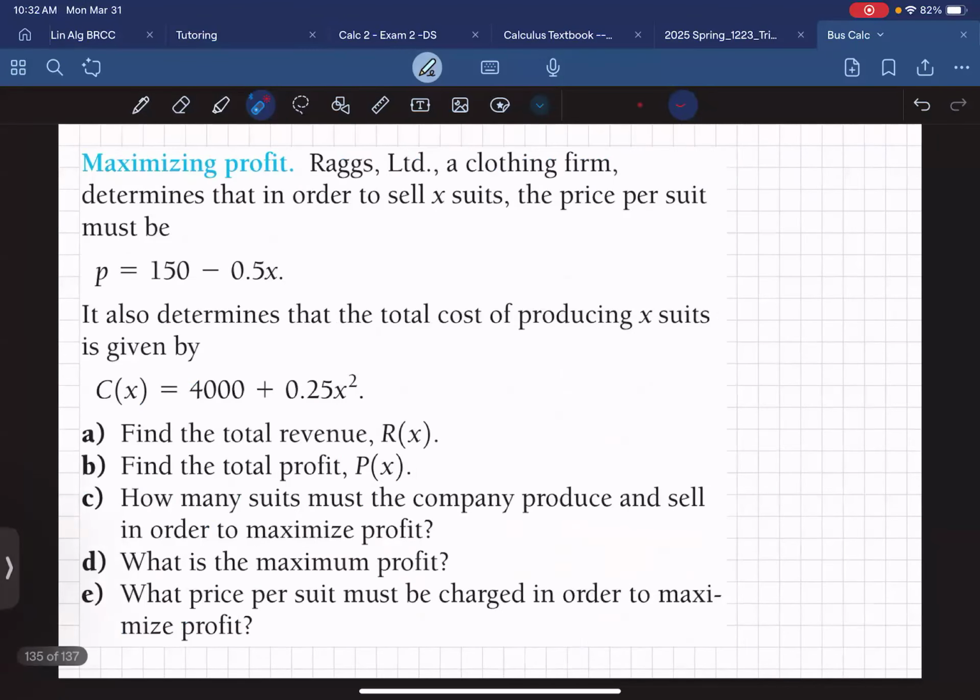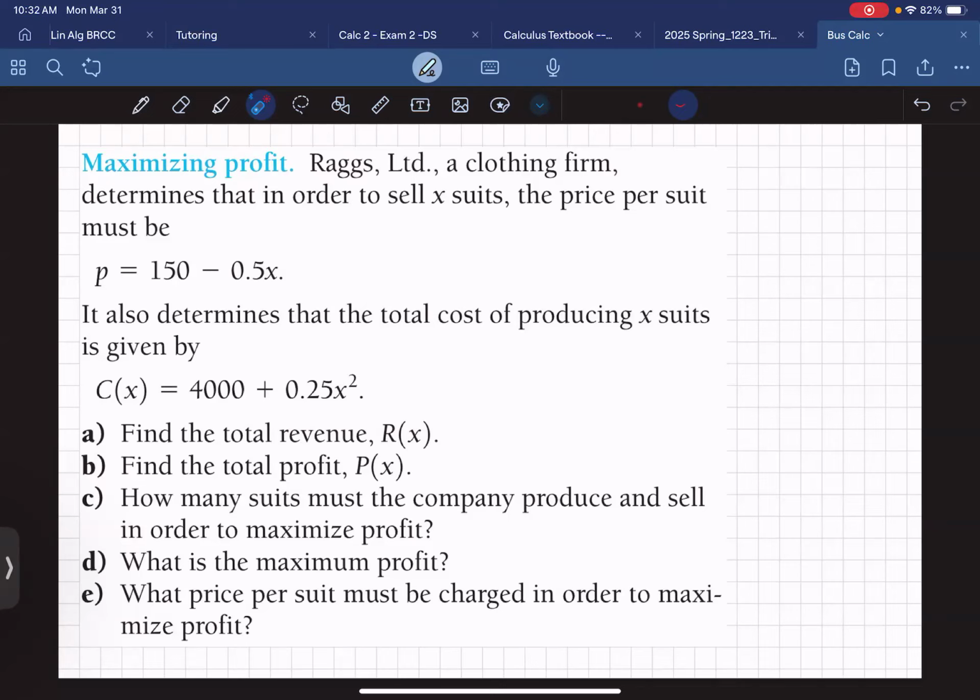All right, so I have another one here that kind of follows what we just looked at, but it's a little bit more detailed for a specific situation. Once again it's to maximize the profit. Rags Ltd, a clothing firm, determines that in order to sell X amount of suits, the price per suit must be P equal to 150 minus half of X. It is also determined that the total cost of producing X suits is given by the cost function C of X equal to 4,000 plus a quarter times X squared, right?